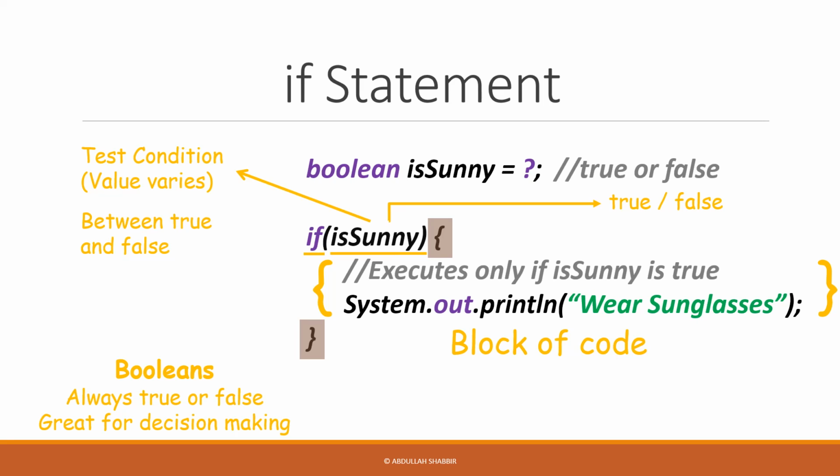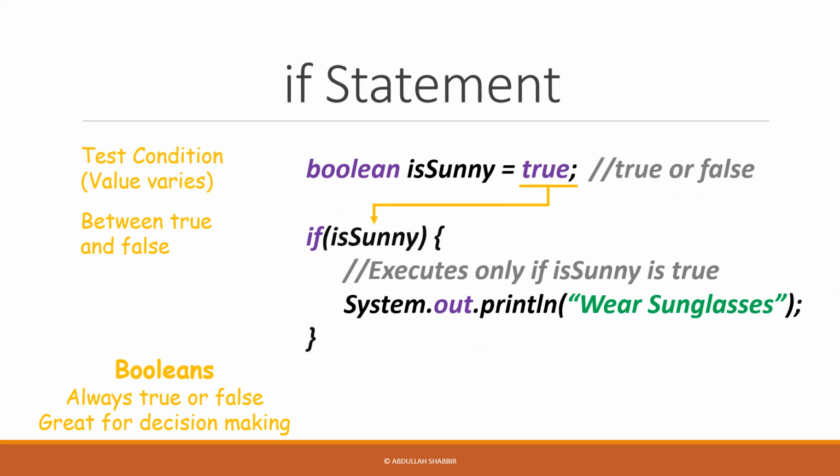So let's say the value of isSunny is true, then our test condition will be true, and we'll enter our if statement block of code, and then our print output will be wear sunglasses. But if isSunny is false, our test condition won't be true, and we'll skip over this block of code and nothing will be printed out.